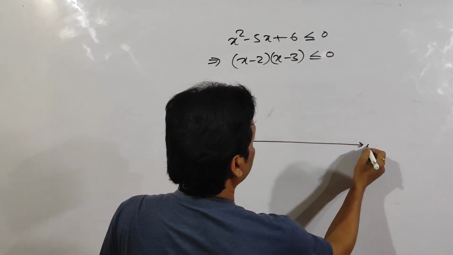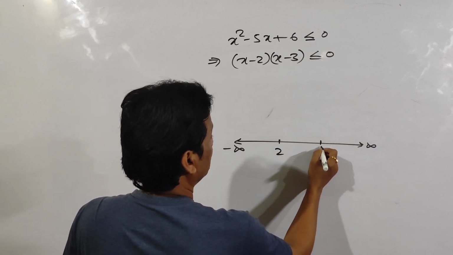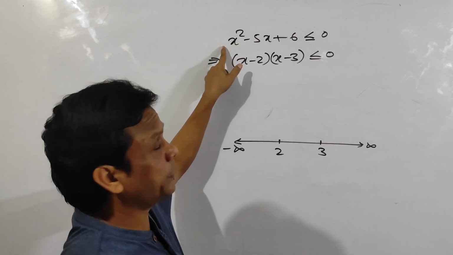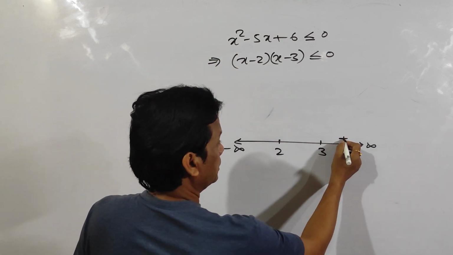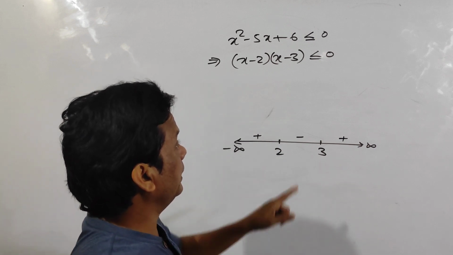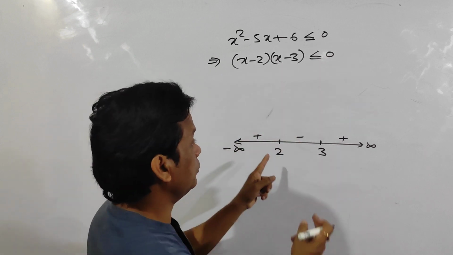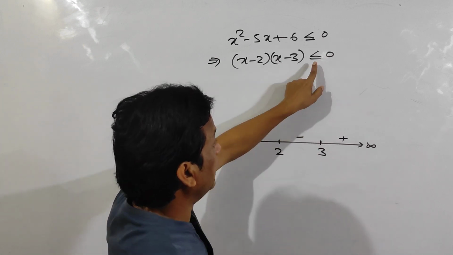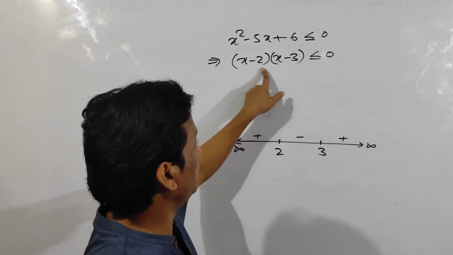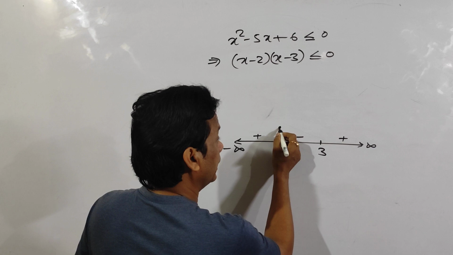So draw the number line. This is infinity, this is minus infinity, this is 2, this is 3. And the sign of x square is positive, so this one is positive, this one is negative, this one is positive. And it is less than 0. Less than 0 means negative in this interval. And then equal to 0. Equal to 0 means when this expression will be equal to 0, when x is equal to 2 and x is equal to 3. That means 2 and 3 are included.